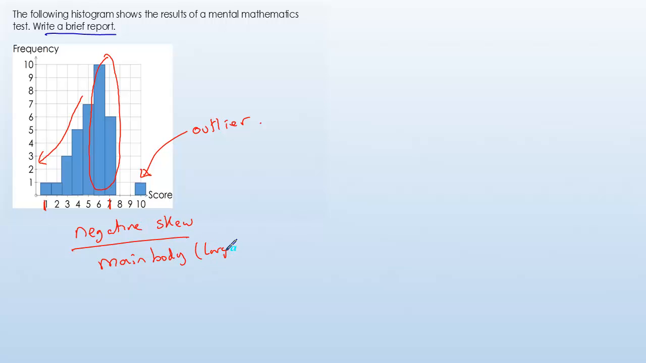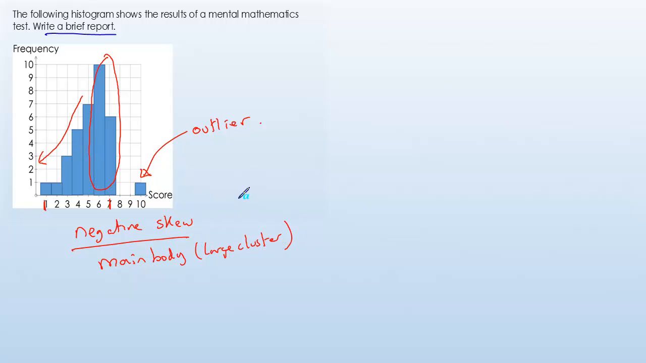I might mention that apart from the outlier, the highest mark was 7, the lowest mark was 1. And then when we look at the main body of the data, we can see most of the data is actually at this end, and then it stretches out this way. Now remember, that's called a negative skew, or a skew to the left. So I would mention that about the main body, or the large cluster of the data.